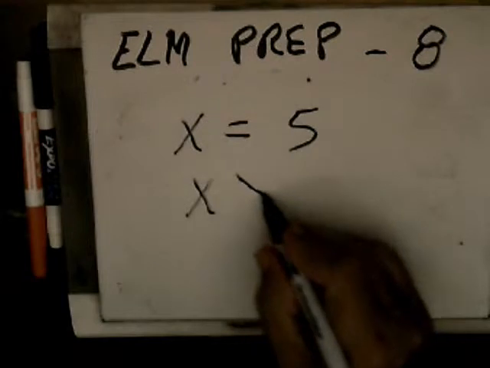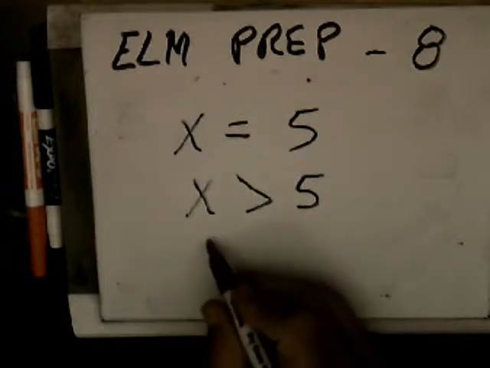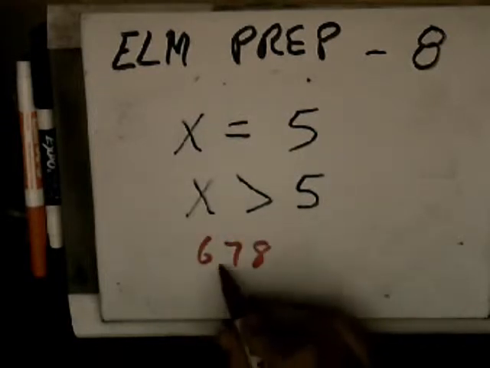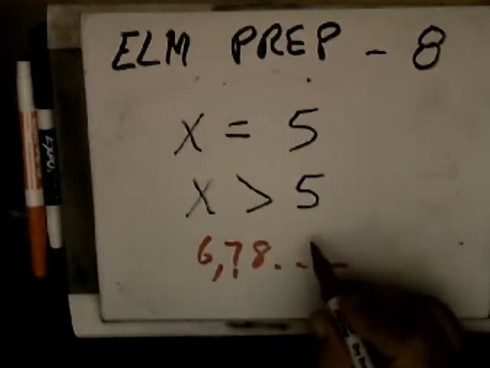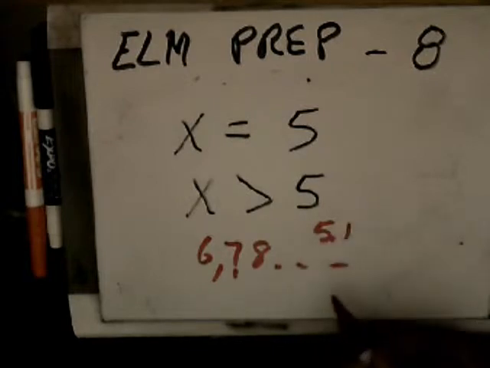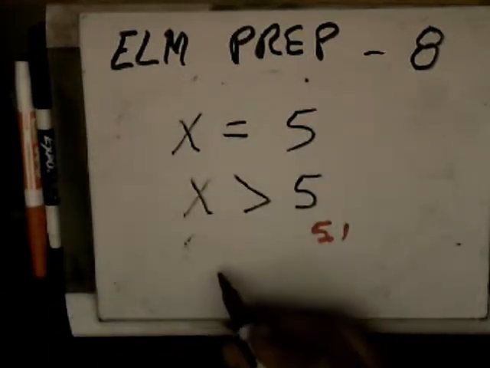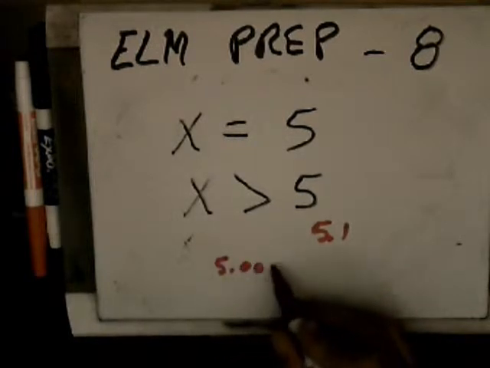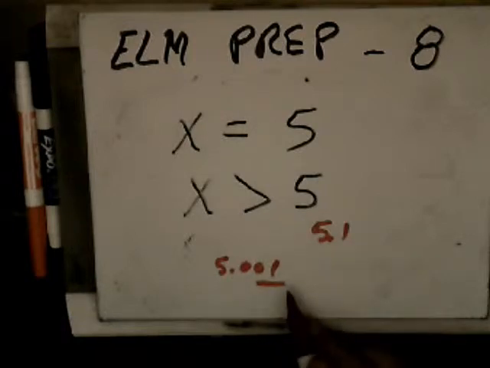But if I say x is greater than 5, you say, oh, okay, it's greater than 5. Okay, so 6 or 7 or 8 on up. But what about x equal to 5.1? Well, that's greater than 5, so it's still true. 5.001, that's still a little more than 5, so it's still true.